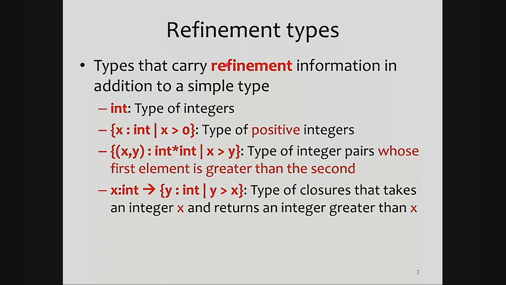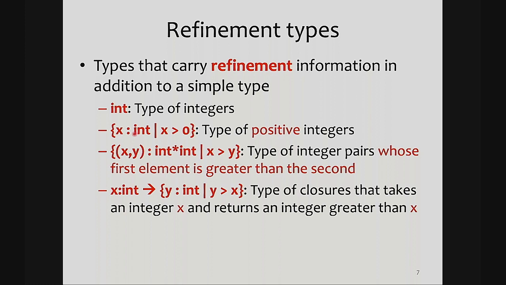If we write in this way, we can write the refinement to some kind of composite values. For example, we can write a type like this: a pair of x and y, so it is a pair of integers, and its refinement says that the first element is strictly greater than the second element. So in this way, we can create a type that consists of pairs whose first value is greater than the second value.